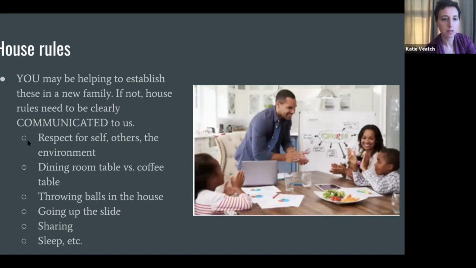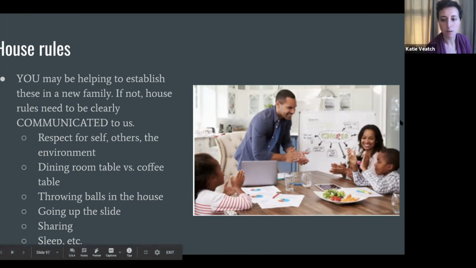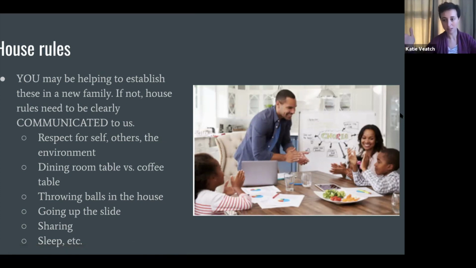So house rules. You may be helping, especially if you're in a new family, to establish these house rules. And if you're not helping to establish them, that's okay too. But let's make sure as part of our work that we're being communicated these rules. If we let the children jump on the couch and then they tell their parents the nanny let us jump on the couch, and the parents come to you and say, what are you doing? And you didn't know. So this is where that communication piece comes in, right? Let's set everyone up for success.